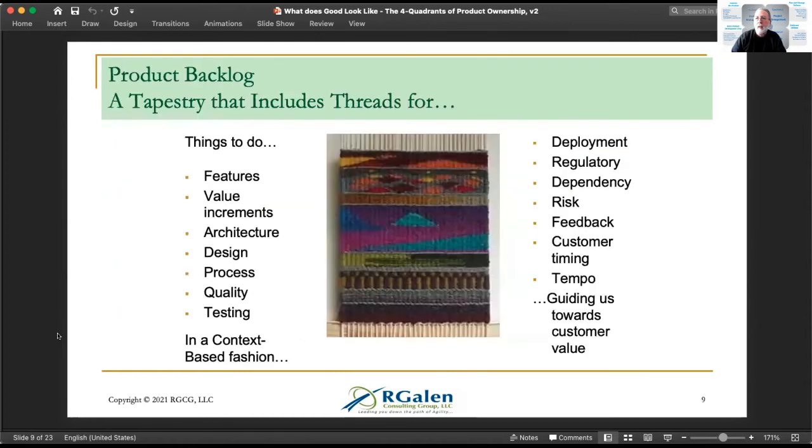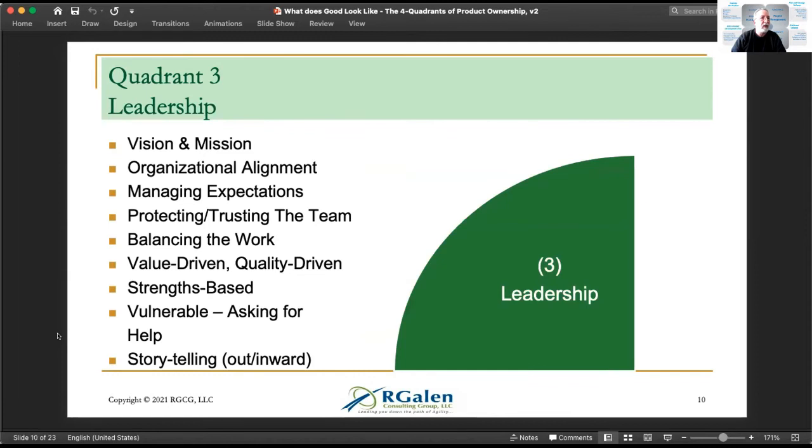So I want to come back to the leadership quadrant. Same rule, 60 seconds. That was my view. What does leadership look like in your context? Remember that list of activities, and then how much time are you spending there, and how much time should you be spending there? 60 seconds.